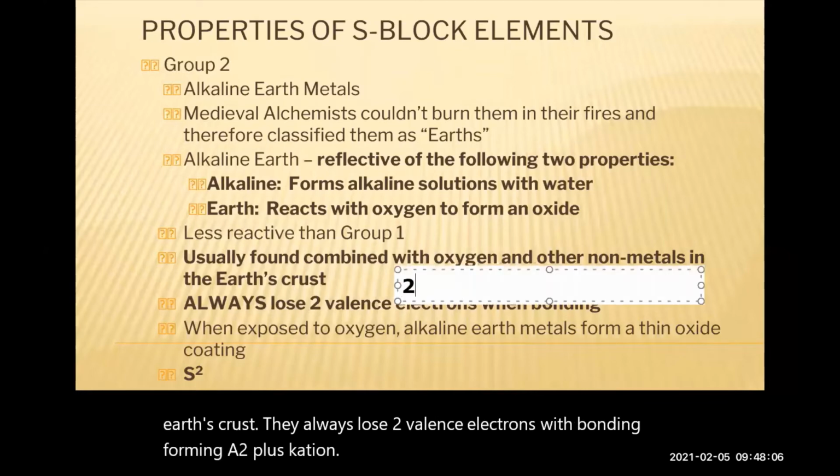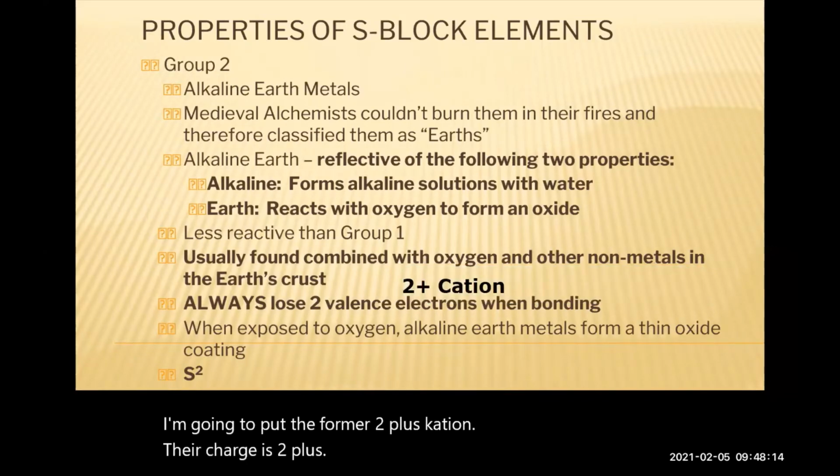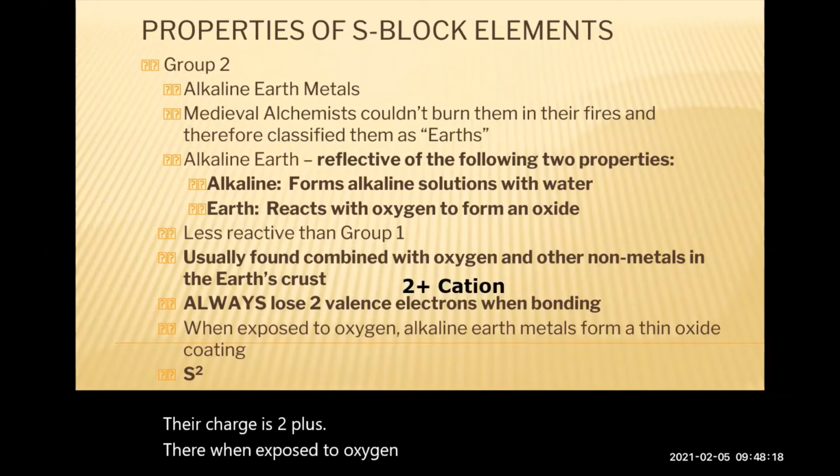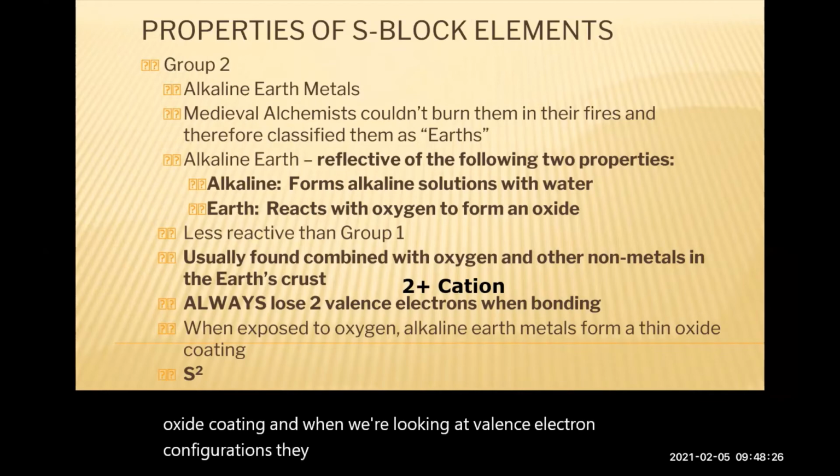I'm going to put that, they form a 2+ cation. Their charge is 2+. Then when exposed to oxygen, alkaline earth metals form a thin oxide coating. And when we're looking at valence electron configurations, they are s2.